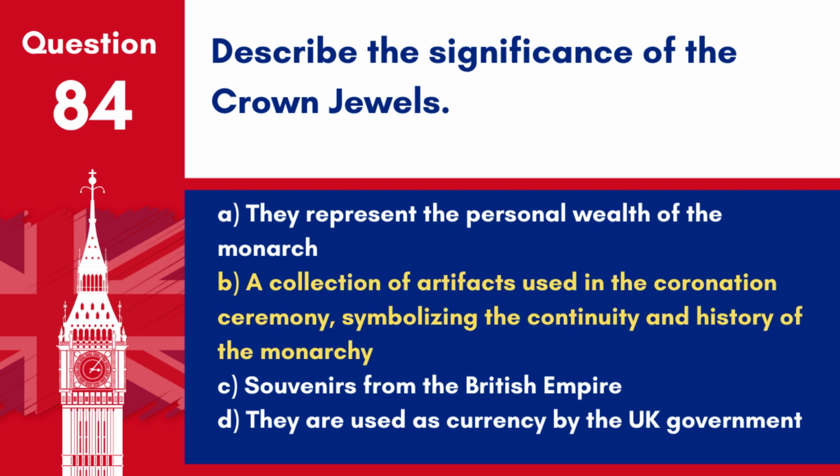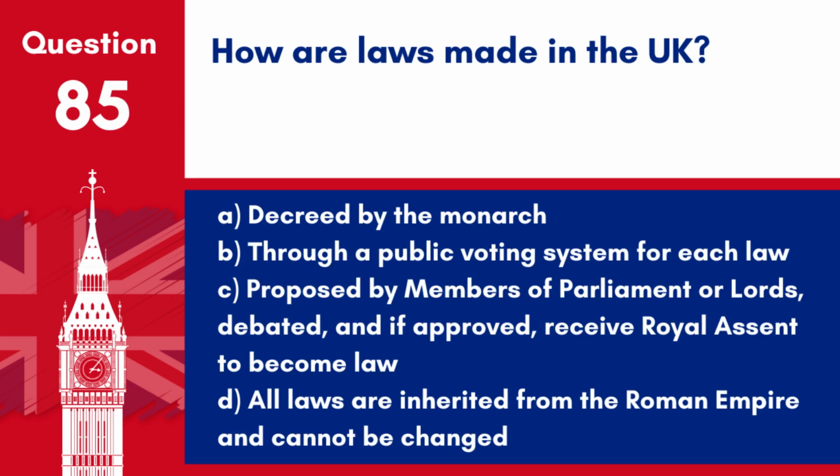Answer: B. A collection of artifacts used in the coronation ceremony, symbolizing the continuity and history of the monarchy. The crown jewels hold historical and ceremonial importance, representing the heritage of the British monarchy. Question 85. How are laws made in the UK?